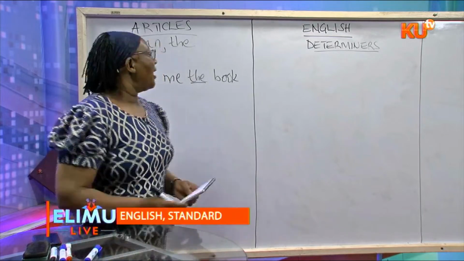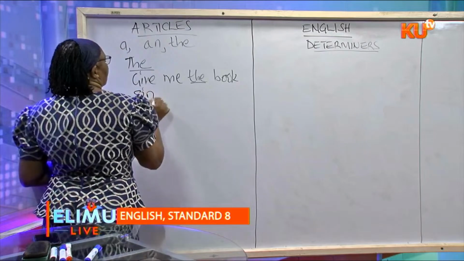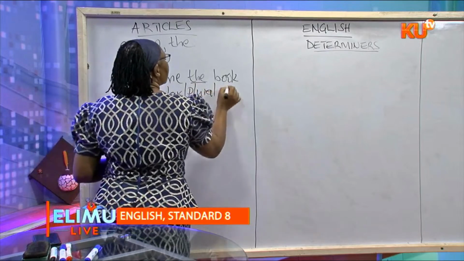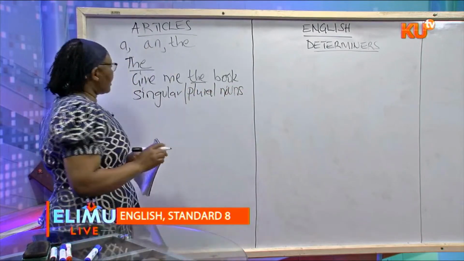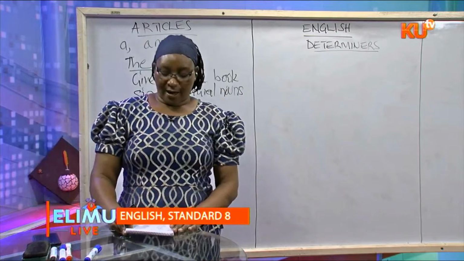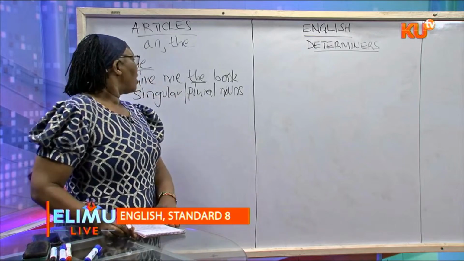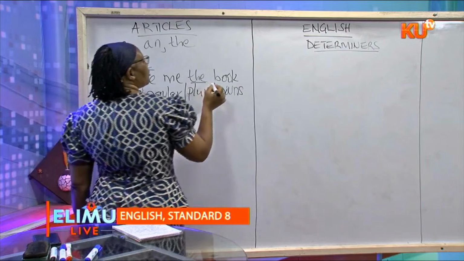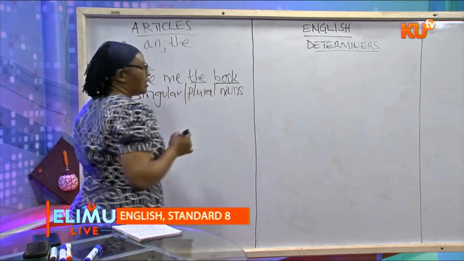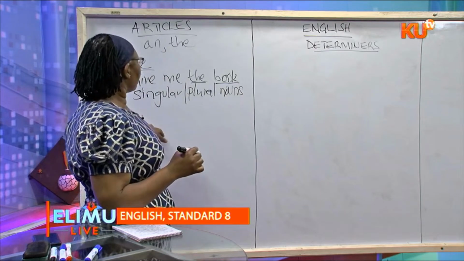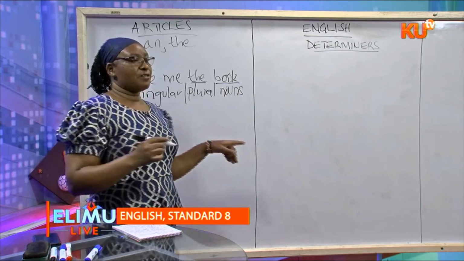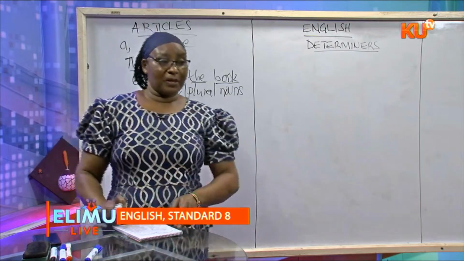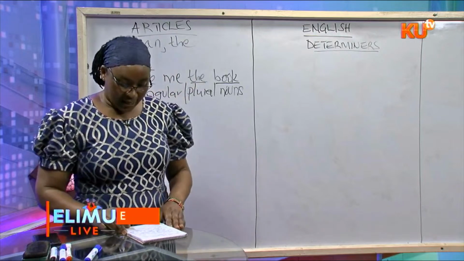So the article the can be used with singular and plural nouns. The word the is a determiner which is used before nouns. In this case, it is used before the noun book. And according to this sentence, the person who is asking for the book and the person who is to give the book are aware of this specific book which is being asked for.